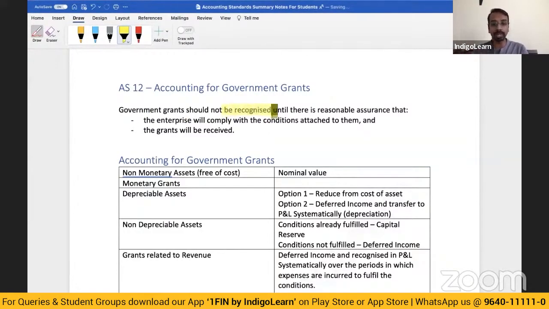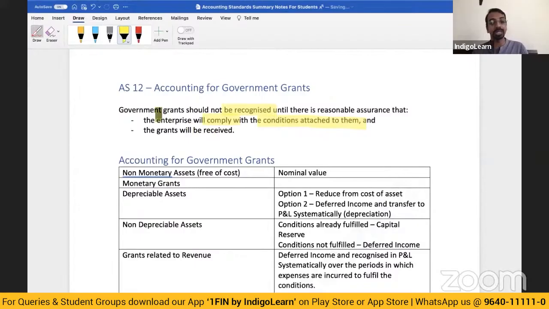When should you recognize the government grant? Two things have to be satisfied. There has to be a reasonable assurance that the enterprise will comply with the conditions attached to the grant. See, nobody will give you a grant for free, right? Even if your parents tell you that we'll get you an iPhone if you pass the exam, there is a condition attached. You pass the exam, you'll get your iPhone or your bike or whatever it is. So for the company also, when the government is giving some amount, there are some conditions attached to it.